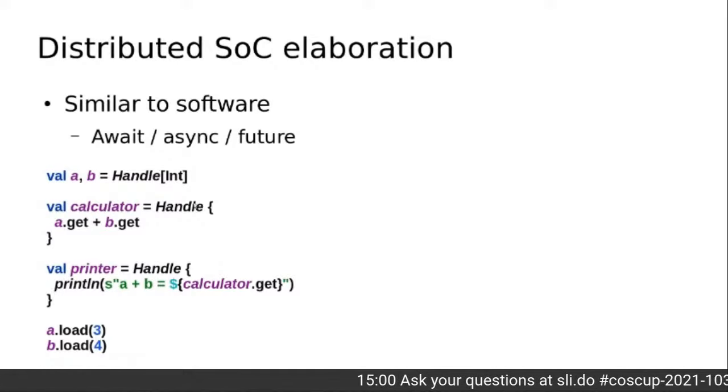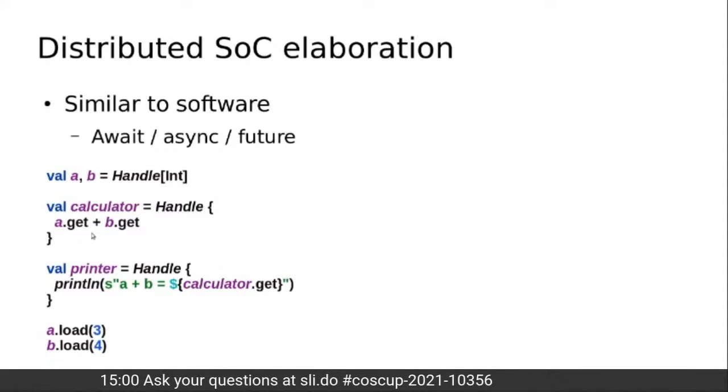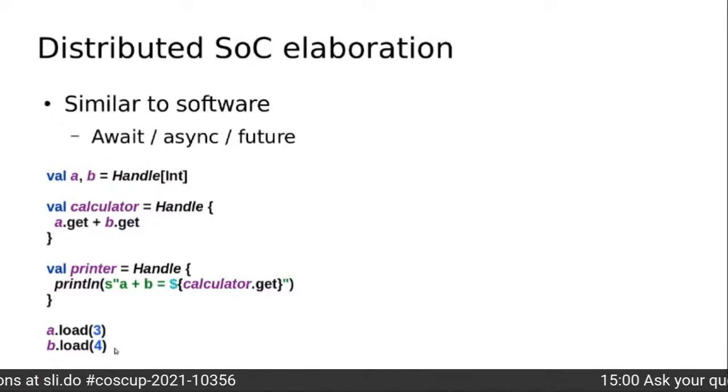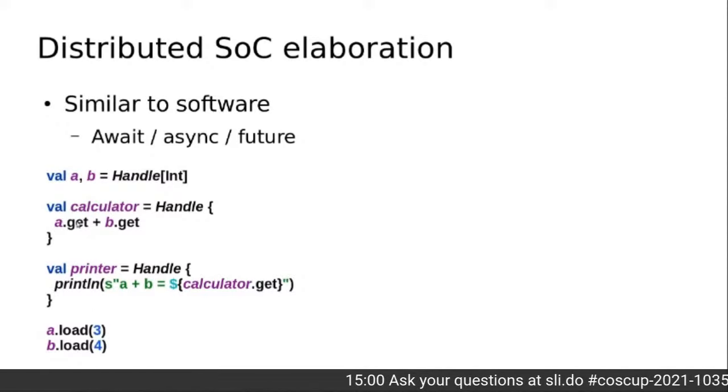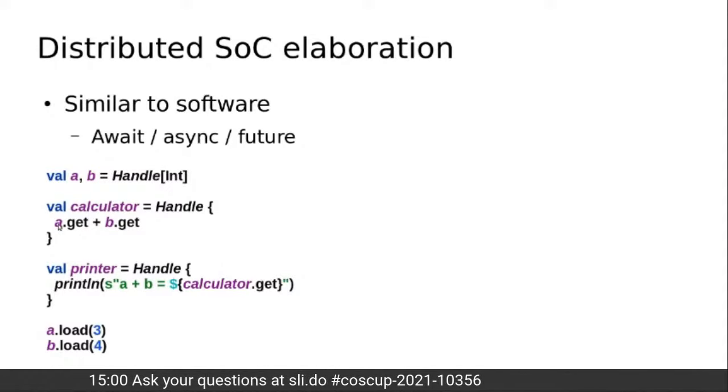And this handle, when you create it, it will execute this code asynchronously to the main thread. It will first try to get A, but A yet is empty, so it will block here until A is loaded with a value.